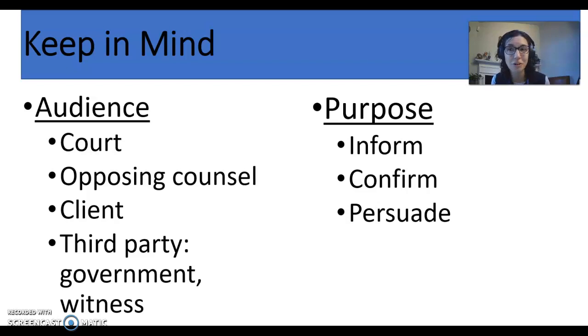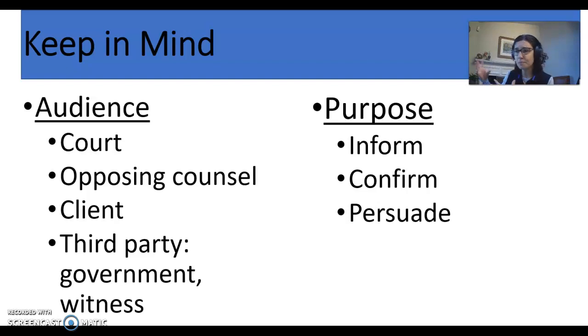Sometimes the audience is our own client, right? We write emails to our clients, we write letters to our clients. And sometimes the audience are third parties altogether. We may be requesting information from a government agency or communicating with a witness in a written document, sending a subpoena to that witness, for example. So these are people that are not parties to the case.